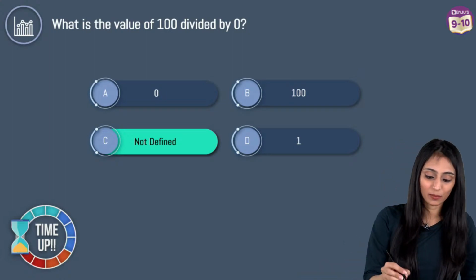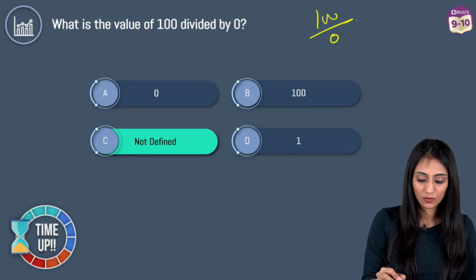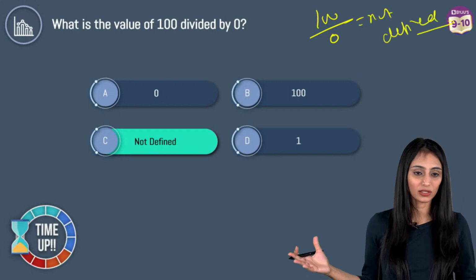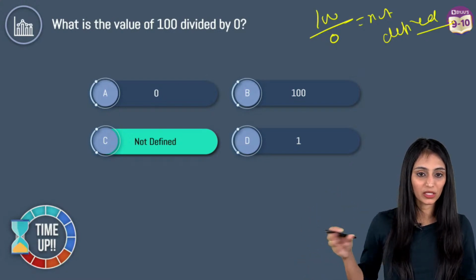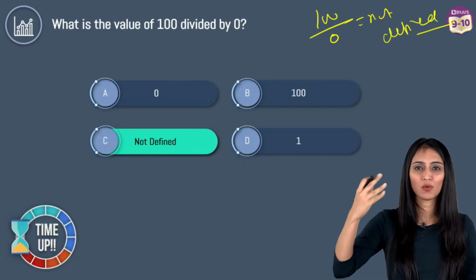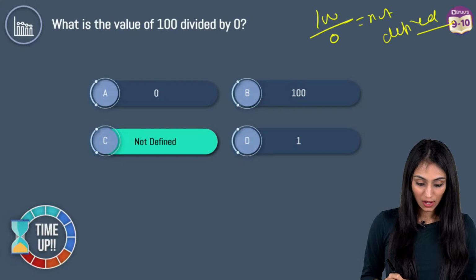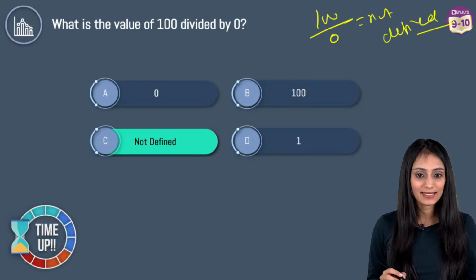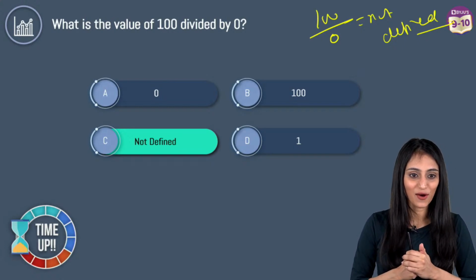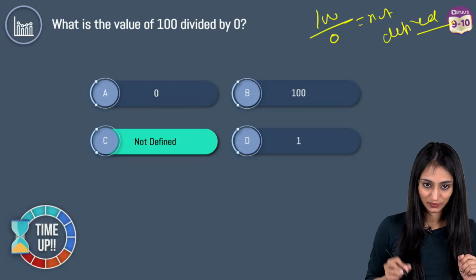Yes, 100 divided by 0. See, any number divided by 0, whatever it is, the answer would be not defined. It's not that 100 only. Whatever we have in the numerator, if 0 is in the denominator, the answer would be not defined. These are small things that you should keep in your mind, because these things are used a lot. All right, ready for the next question? Yes, yes, yes. All right. Okay, let's move ahead. Let's take a look at the next question now.